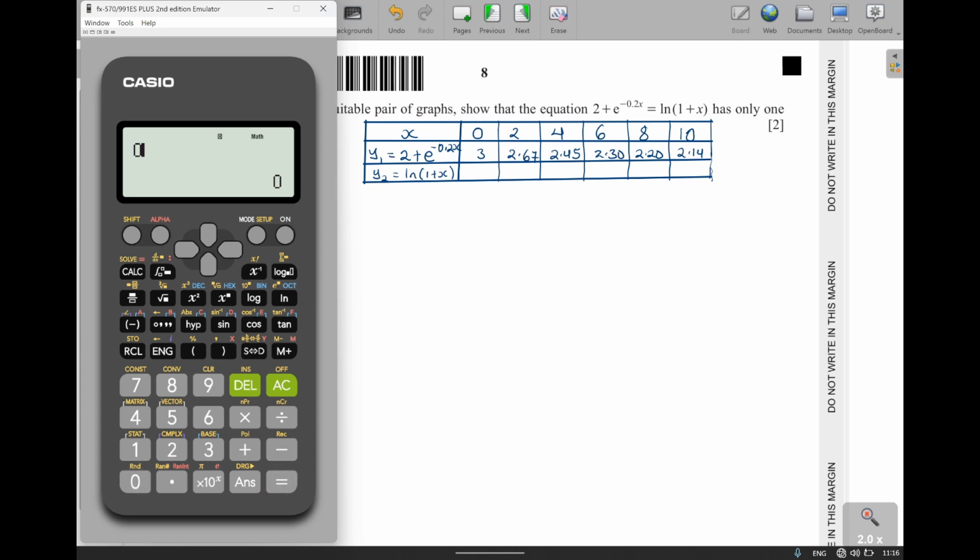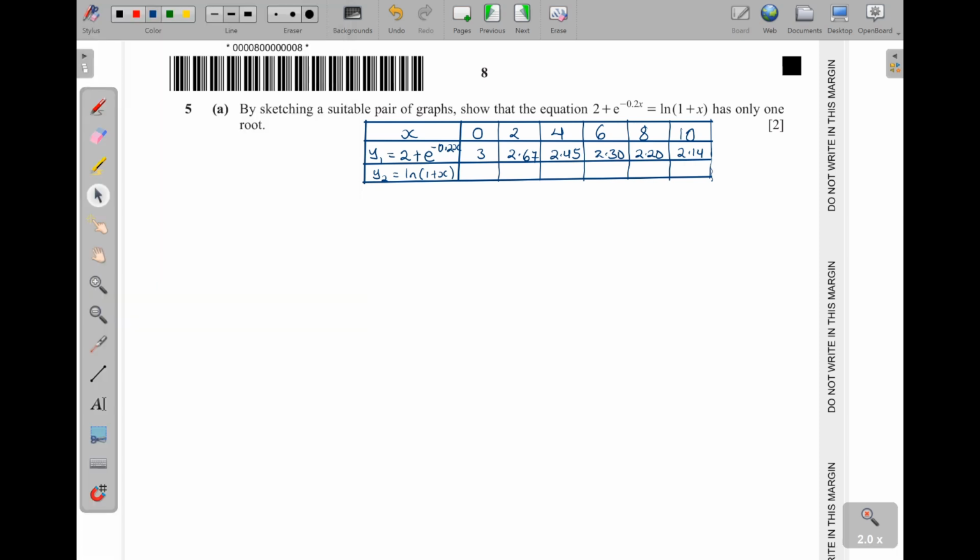We are starting from 0. We are going to 10. The step is 2. So these are the values. The first one is a 0, because when you put a 0, you are going to get natural log of 1, which is a 0. Okay, so we have 0 here.